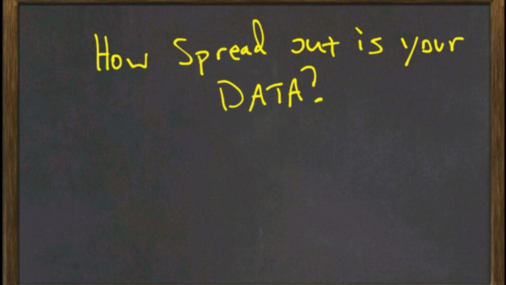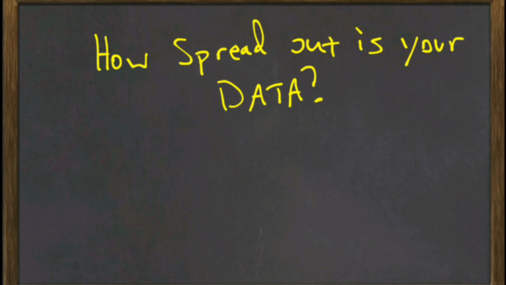We've been discussing how to describe a variable with numerical methods. So far we've talked about where the center of your data is, and we've focused mainly on the median and the mean. But there's more to a variable than just where the middle of it is. What we want to turn to next is how spread out your data is.